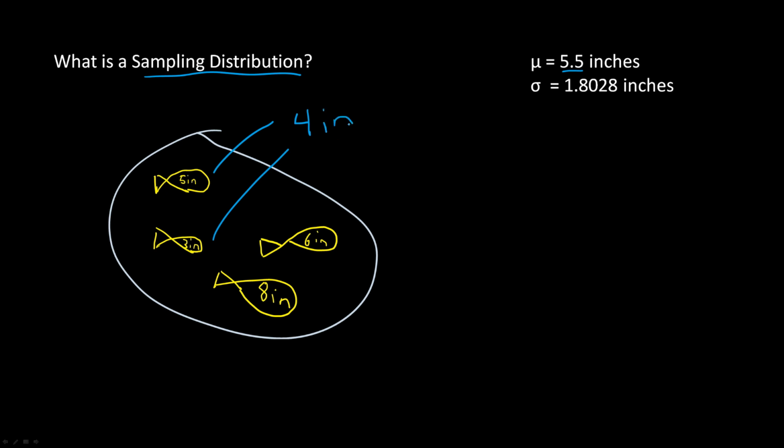So this process can obviously be repeated. I could do another random sample and get this fish and this fish over here, and that average would be 3 plus 6 divided by 2, which is 4.5 inches.